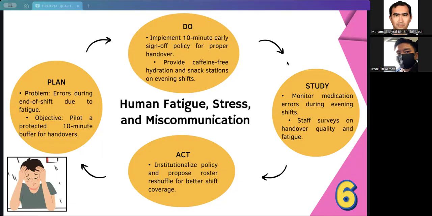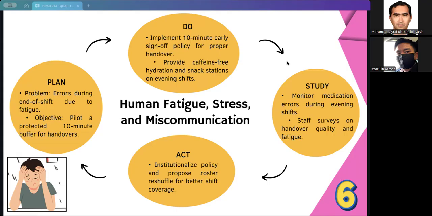How do we plan to implement? As mentioned, we will introduce a 10-minute early sign-off policy for proper handover. And additionally, we will set up a caffeine-free hydration and snack station during evening shift to help support our team's well-being. So in the study phase, we will closely monitor medication errors during evening shift and conduct staff surveys to gauge the quality of handover and level of fatigue experienced.